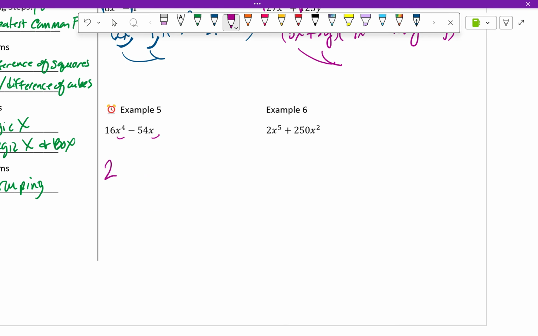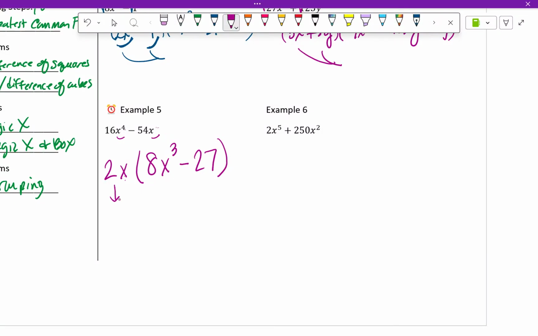Look at the variables. What can I pull out? I can pull out an x, right? So I'm dropping that in there. So I'm dividing by 2x. All right, so what times 2x is 16x to the 4th? 8x cubed. Oh boy, look, something cubed. Who'd have thought, right? All right, what times 2x is negative 54x? Negative 27, good. All right, how many terms do I have left here in the back? 2. Are they squares or cubes?